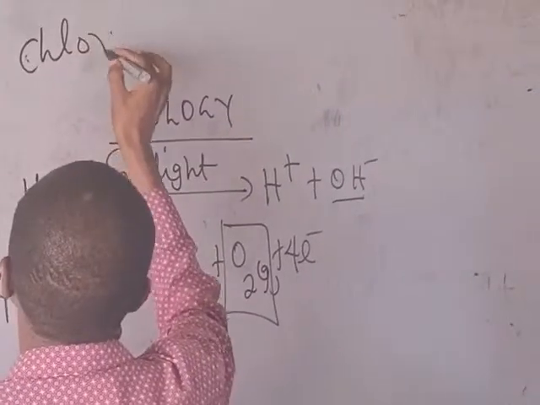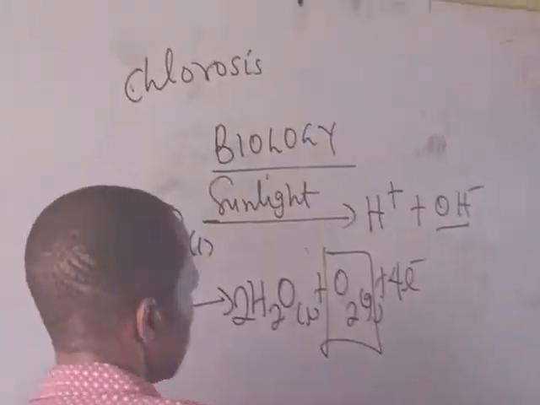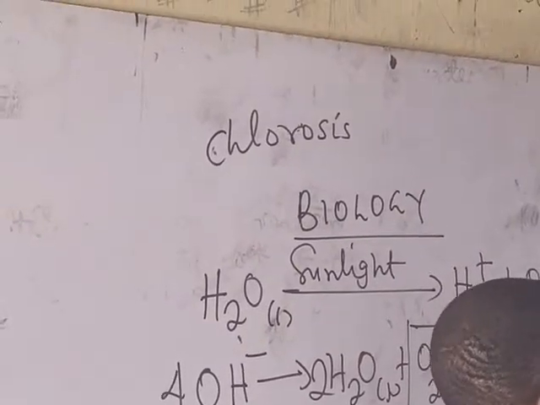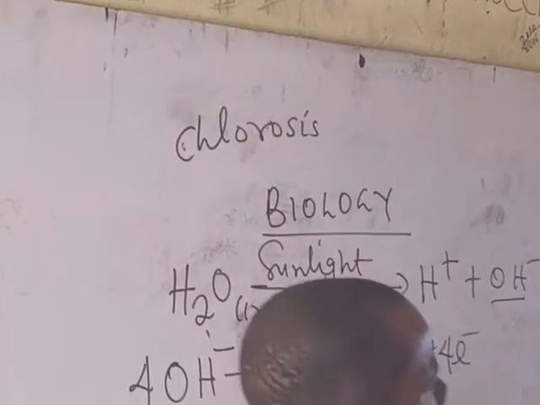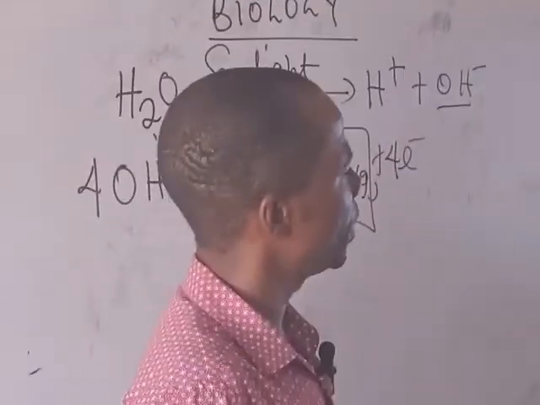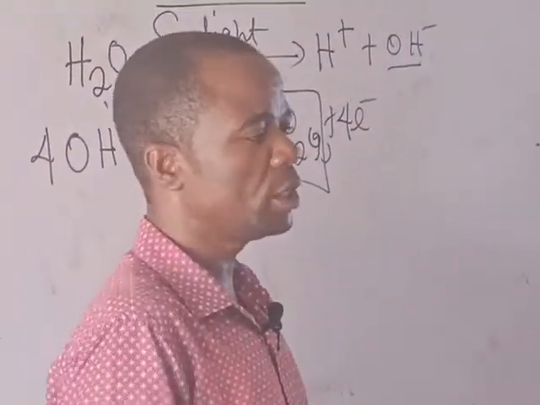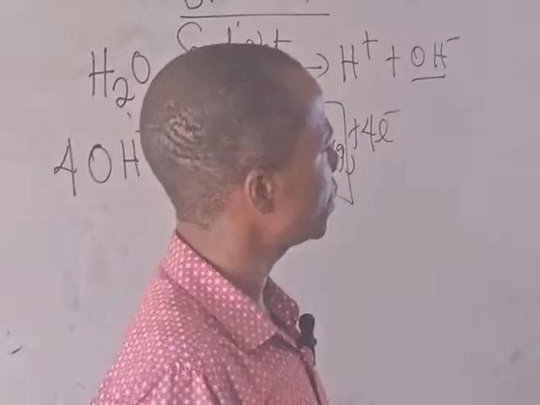Chlorosis. So the correct answer for number 14 is C. Deficiency of calcium causes stunted growth and poor root development, whereas deficiency of magnesium will cause yellowing of the leaves. Let's go to number 15.